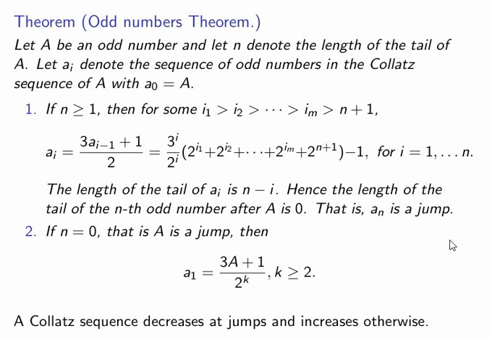And if n is 0 and A is a jump, then the next odd number is (3A + 1)/2^k, where k is greater than or equal to 2. Here you see that you're only dividing by 2. You take the definition of the collapse sequence: odd number, you multiply by 3, add 1 and divide by 2, and you get the next odd number. So you're multiplying by 3 and dividing by 2, so that means it's always increasing till you reach A_n. And then A_n plus 1 will be a jump. So A_n will be a jump, so A_{n+1} will be a smaller number than A_n. Collapse sequence decreases at jumps and increases otherwise.